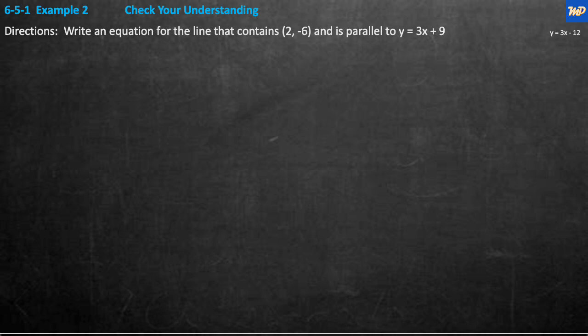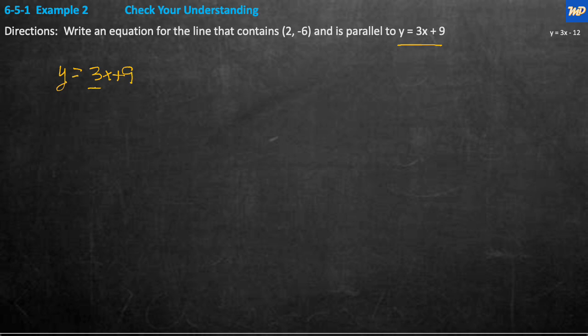So write an equation for the line that contains the point 2 comma negative 6 and is parallel to y equals 3x plus 9. So first thing we're going to do is find the slope. Step 1, find the slope of the equation that's already in y-intercept form. And the slope is, I'm going to just write it again, y is equal to 3x plus 9.